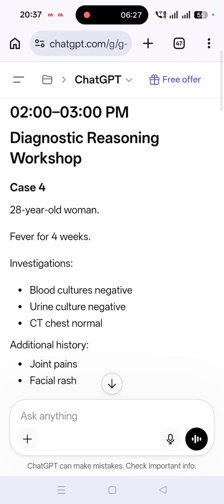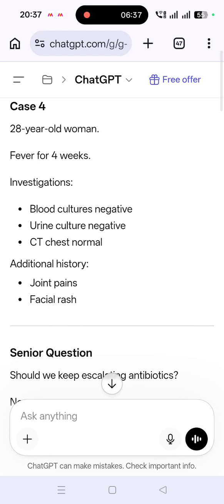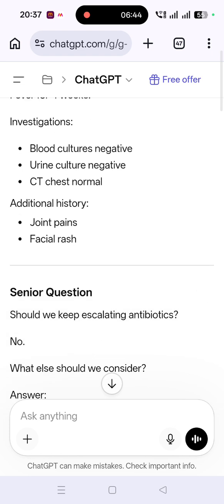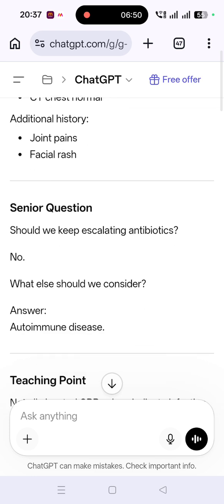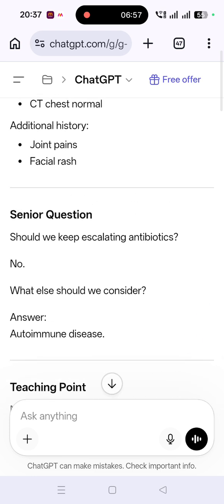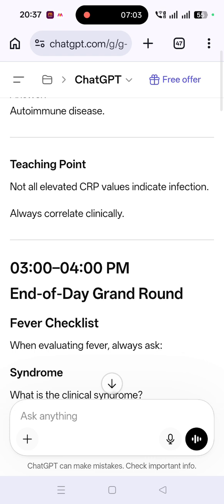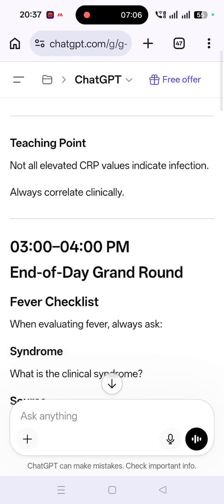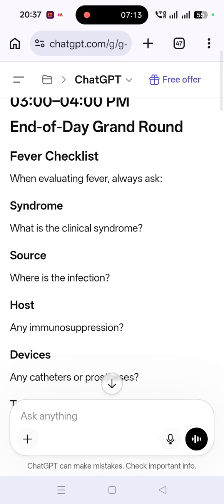In the next hour, diagnostic reasoning should be done. For example, a 28-year-old woman with fever for 4 weeks. Investigations done: blood culture is negative, urine culture is negative, CT chest is normal, with additional history of joint pains and facial rashes. So, should we keep escalating antibiotics? No. What else should we consider? Autoimmune disease, because joint pain is there and rashes are there. So the teaching point here is that not all elevated CRP values indicate infection, always correlate clinically. So at the end of the day, the fever checklist should be seen.